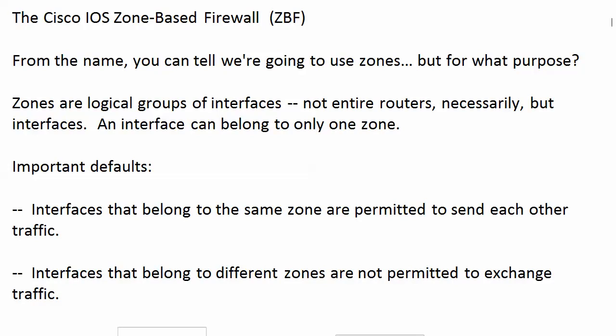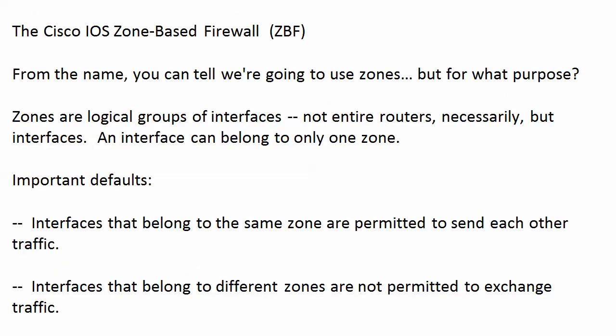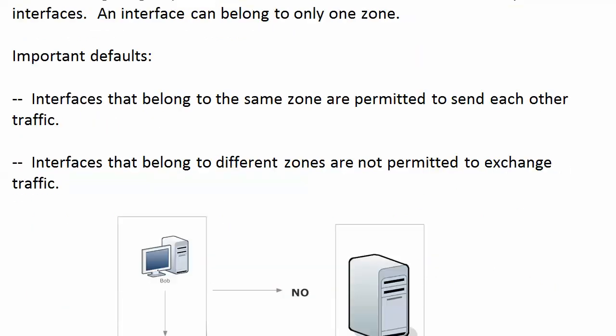Well, zones are logical groups of interfaces. Not entire routers necessarily, not entire devices, but interfaces. Now, an interface can belong to only one zone. And we have a couple of important defaults here. Interfaces that belong to the same zone are permitted to send each other traffic. Interfaces that belong to different zones by default are not permitted to exchange traffic.